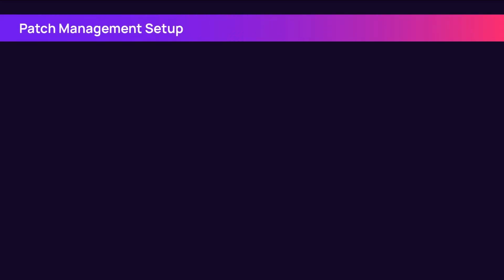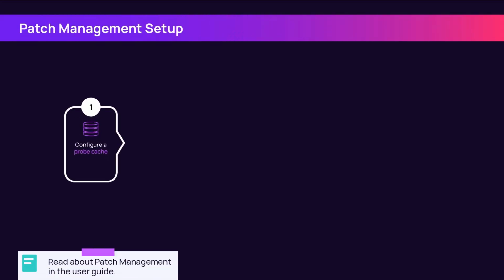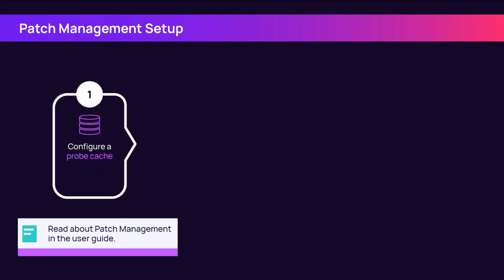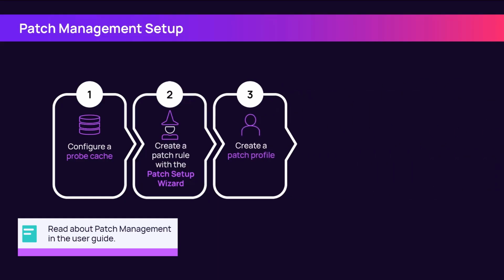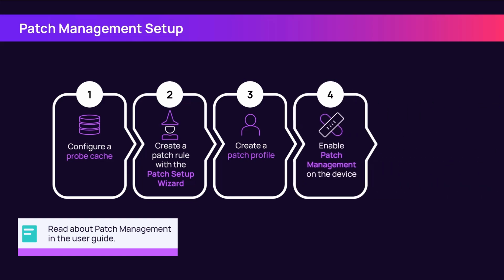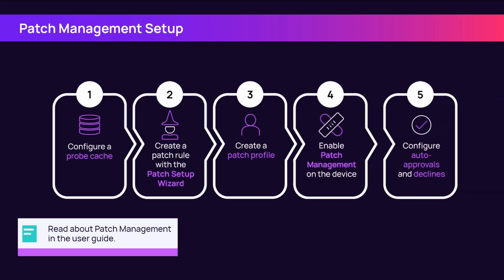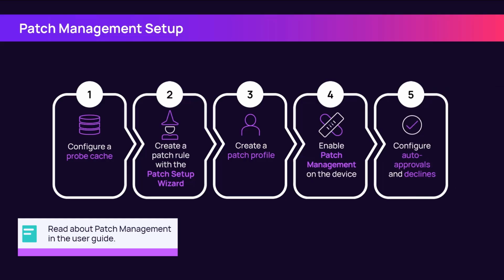Configuring patch management across devices requires several steps. Step 1. Configure a probe cache. Step 2. Create a patch rule with the patch setup wizard and configure the maintenance windows. Step 3. Create a patch profile. Step 4. Enable patch management on the device. And Step 5. Configure auto approvals and declines.